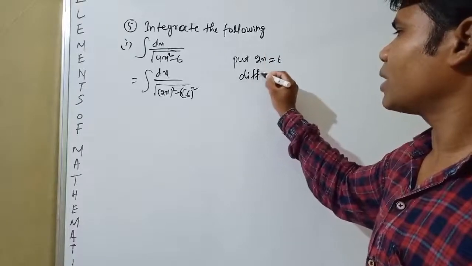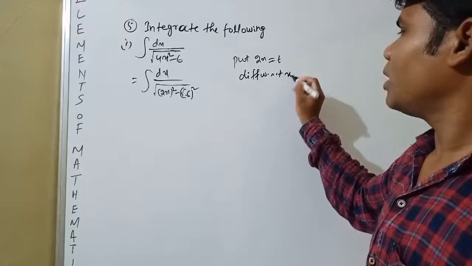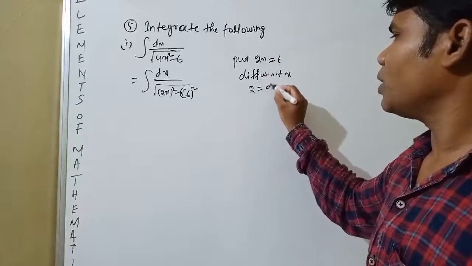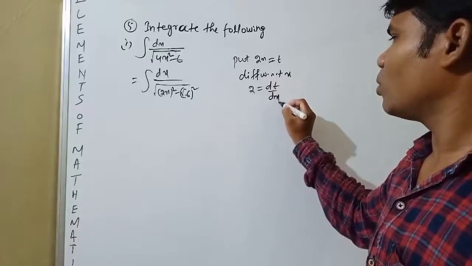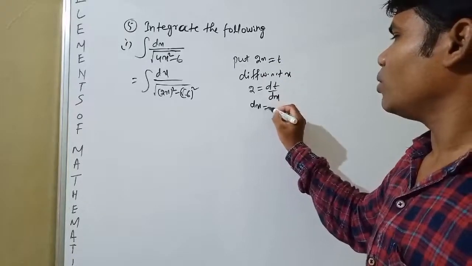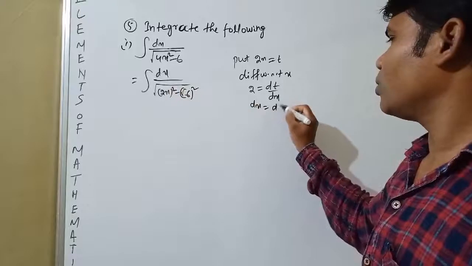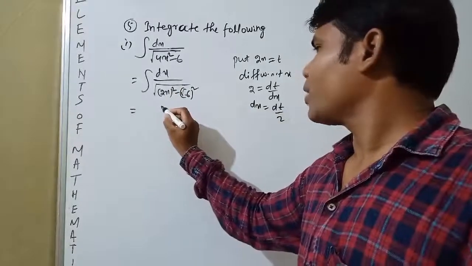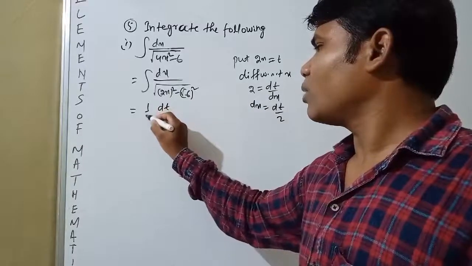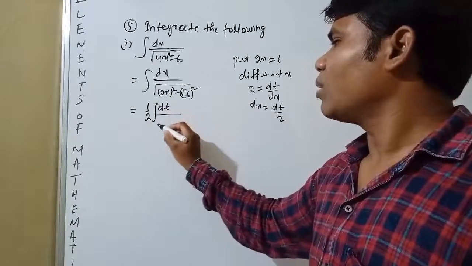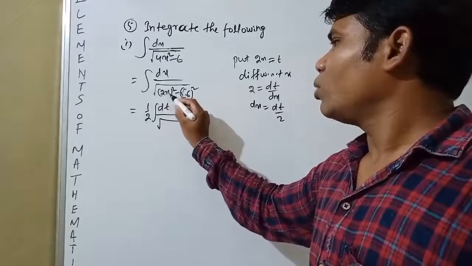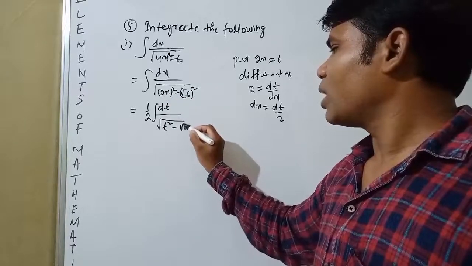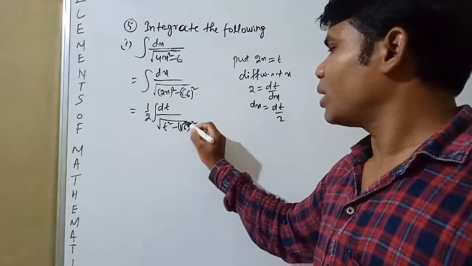Differentiate with respect to x. Derivative of 2x, that is 2, is equal to dt by dx. Okay, we need dx, that means dx is equal to dt by 2. Okay, that is equal to dt, keep 1 by 2 outside, by root over t square minus root 6 square.